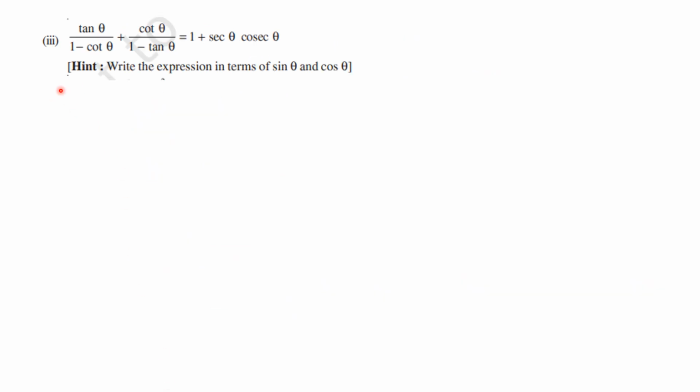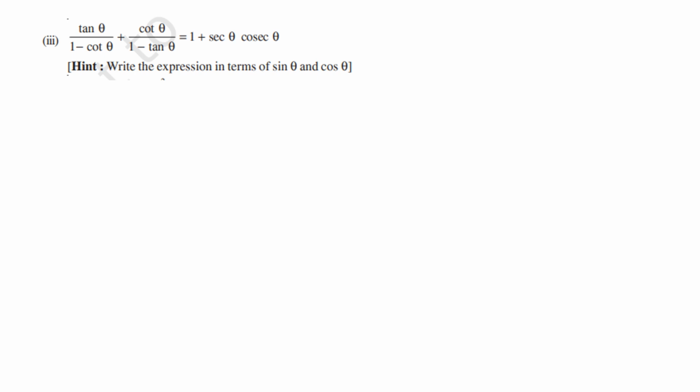Now the third question: tan theta by (1 minus cos theta) plus cot theta by (1 minus tan theta) is equal to 1 plus sec theta cosec theta. And there is a hint also given in the question: write the expression in terms of sin theta and cos theta. So here tan theta and cot theta are given. You have to write them in terms of sin and cos. And you know that tan theta can be written as sin theta by cos theta, and cot theta can be written as cos theta by sin theta. So now I'm going to write like that.